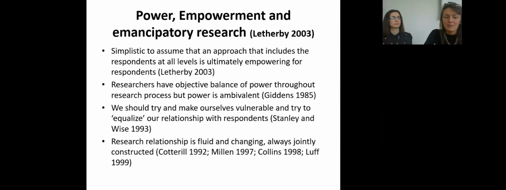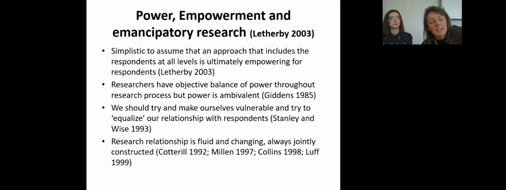And we need to remember that as researchers, we have the objective balance of power throughout the research process, albeit that that power is ambivalent and that power relations will shift and change over time and go backwards and forwards. So one example of this may be, for those of you that have conducted interviews, that strange experience of one minute you may be in control of the interview and then your participant may be steering the direction of the interview. But then as the researcher, as the interviewer, we always have the power to bring it back to, you know, what is it that we're asking?